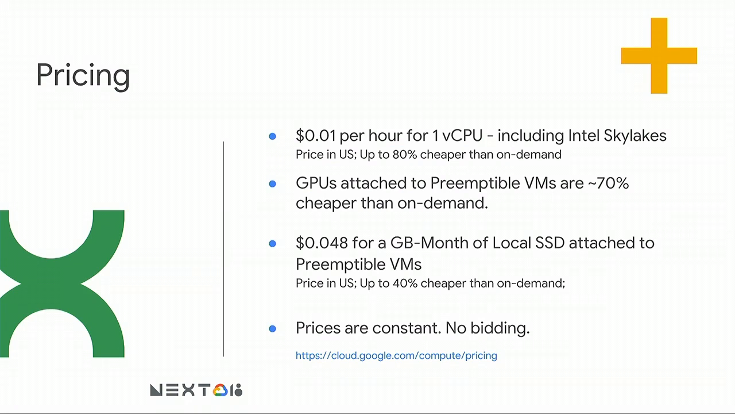The upside of it is that they only cost 1 cent per core hour, and that includes Intel Skylakes. That's up to 80% cheaper than a regular GCE VM. If you attach a GPU to that preemptible VM, it'll be about 70% cheaper than a regular GPU. If you attach a local SSD to that preemptible VM, it'll be around 40% cheaper than a local SSD attached to a standard VM.